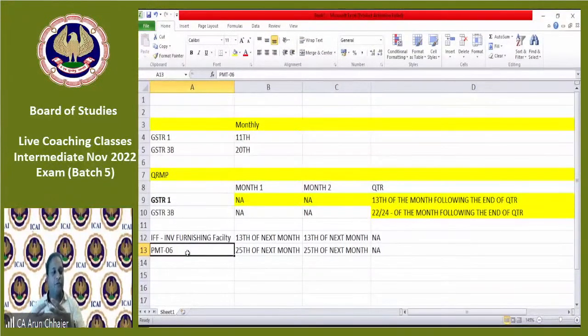Rafiq bhai, I have only said that PMT-06 is nothing but to pay the taxes. That's it. What is GSTR 1? That is clear, right? Details of the outward supplies. What is the IFF? Again, details of the outward supplies, but only B2B. I am expecting from each one of you, kindly let me know what is the new condition or new amendment with respect to taking the ITC in Section 16 subsection 2.